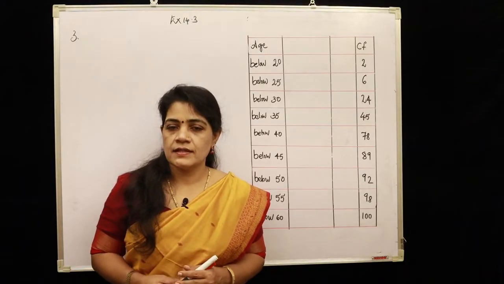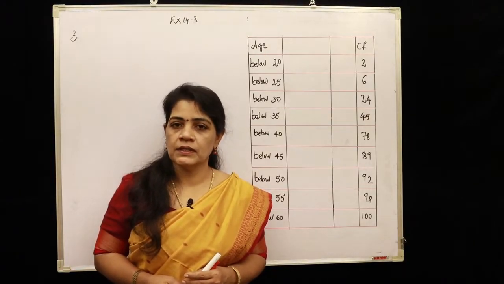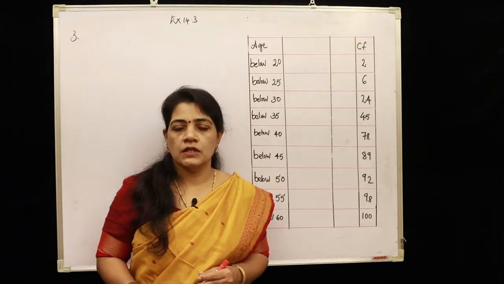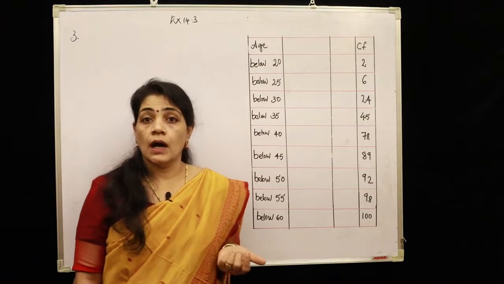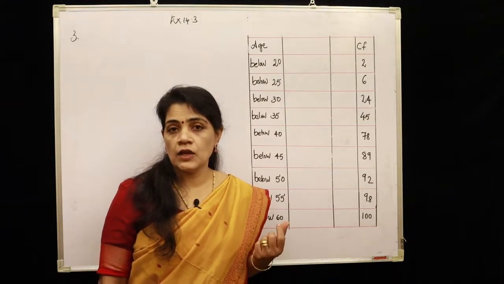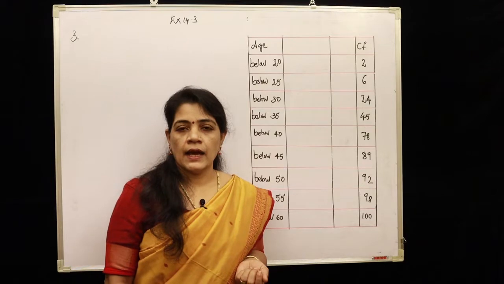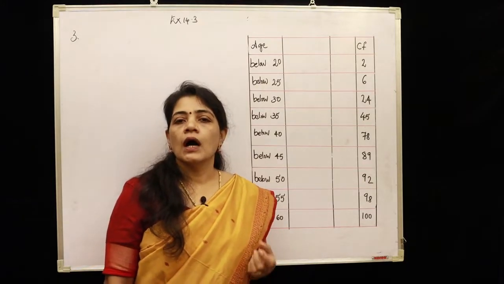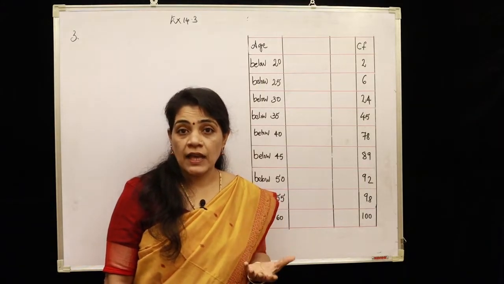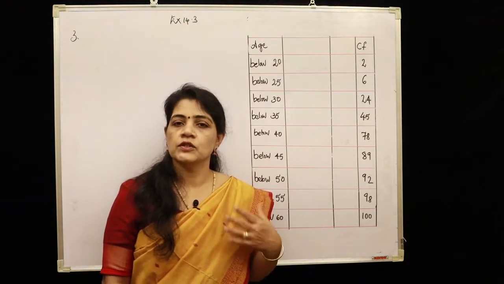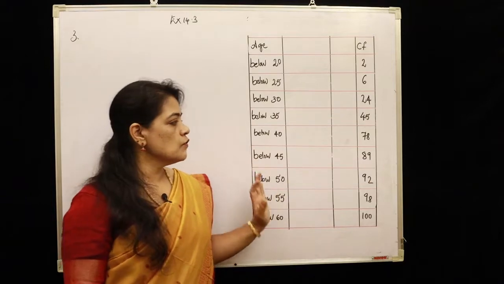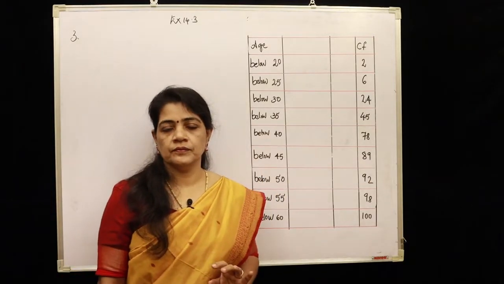Now we are continuing exercise 14.3, problem number 3. In this question, we have been given the distribution of ages of 100 policy holders of a life insurance company, and the policies are given to persons having age above 18 and less than 60. We have to compute the median of this frequency distribution table.